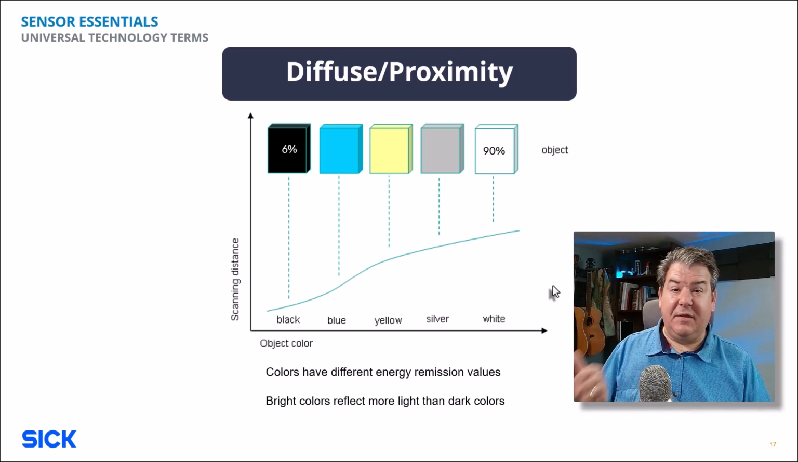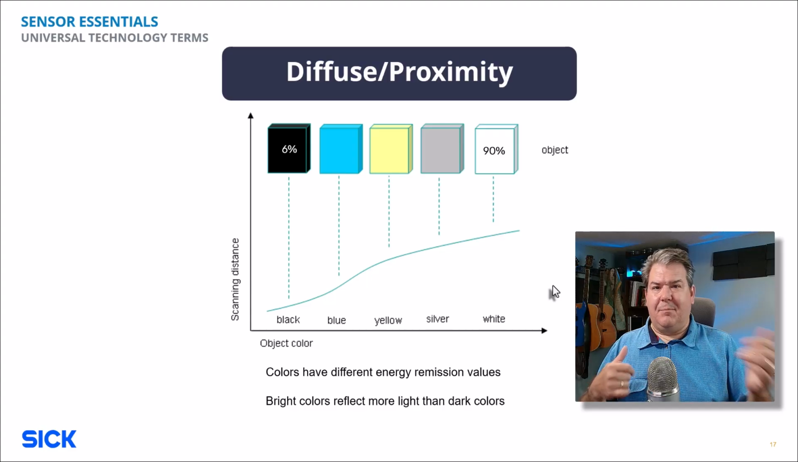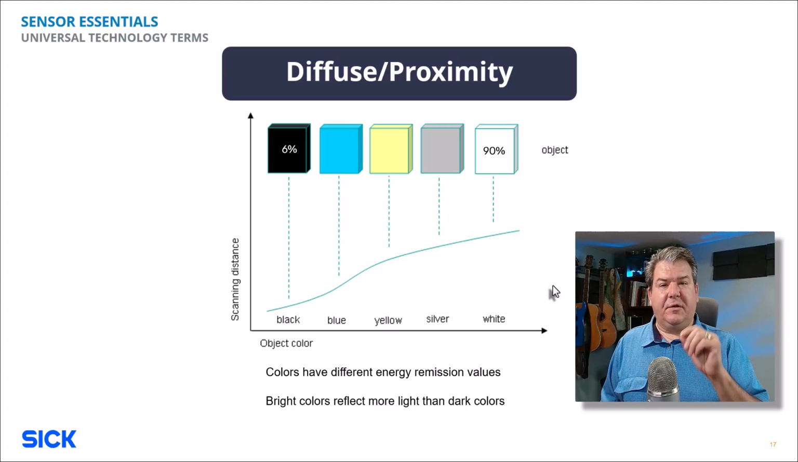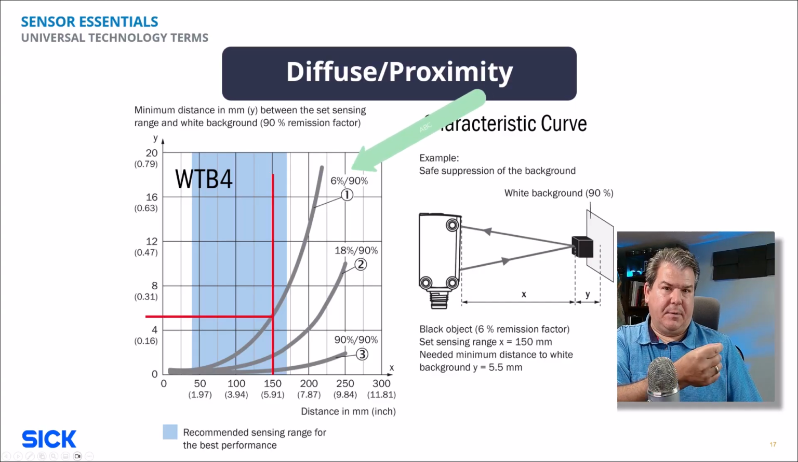So to make life easy, most quality manufacturers of sensors give you best and worst case specs for the detection range. So we'll tell you what it is for a 6% black target and a 90% white target that's giving back more light. Also, most background suppression sensors also give you a characteristic curve for how far away a 6% target needs to be from a really bright 90% background.